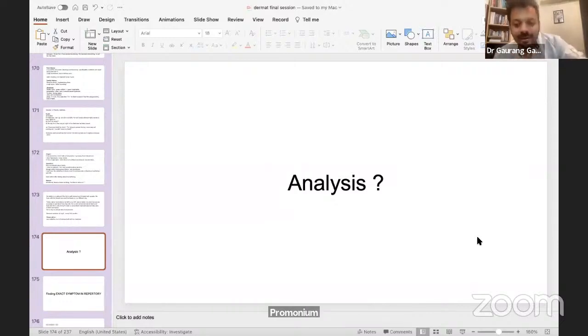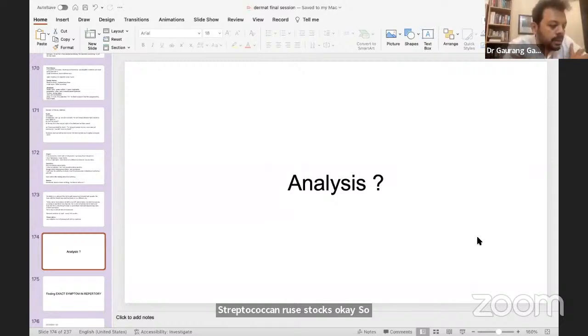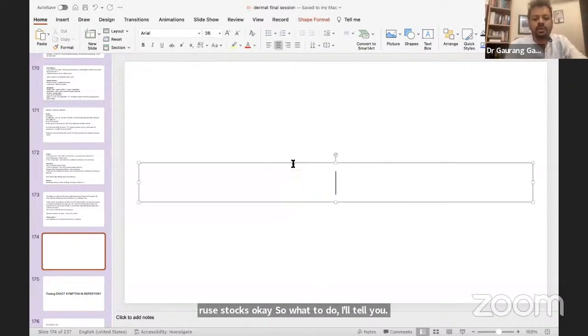This is how we study. This is how we are going to study all the different repertories. We are going to solve close to 50 cases, going step by step into understanding repertory. This is how we are going to do it. This is how we have already done. Streptococcinum, rhus tox. Okay. So what to do? I'll tell you what I try to do.